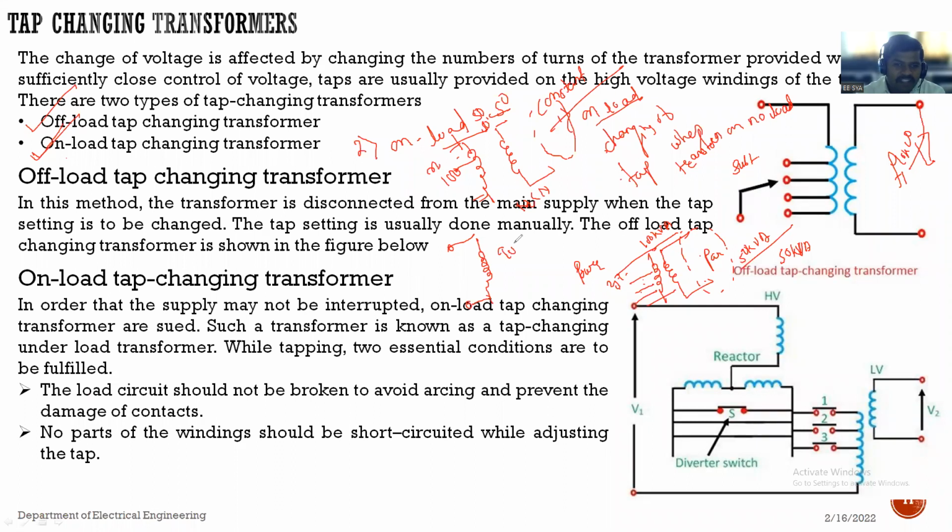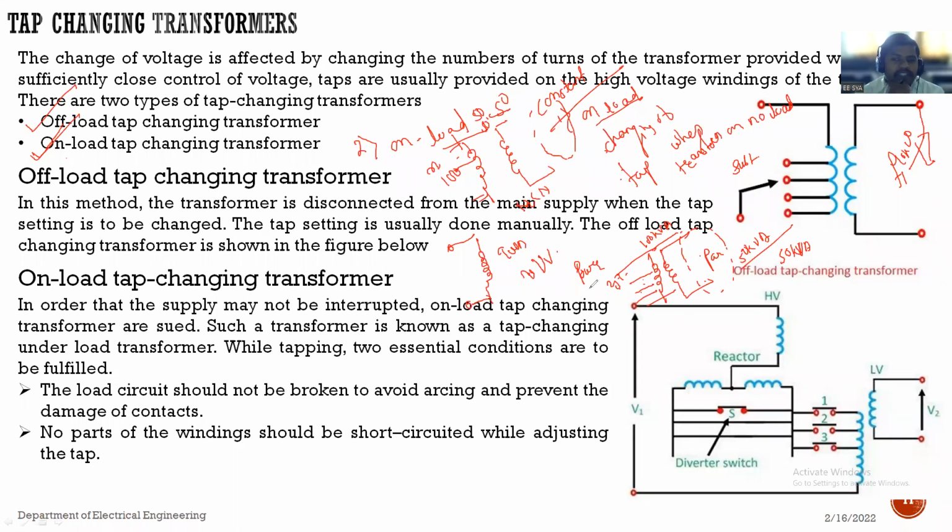If the number of turns is reduced, the voltage at the input side will be changed. If the voltage at the input side is changed, obviously the secondary induced EMF will also be changed. होईल ना? येस सर. So that can be achieved by using tap changing. But this is offload tap changing.